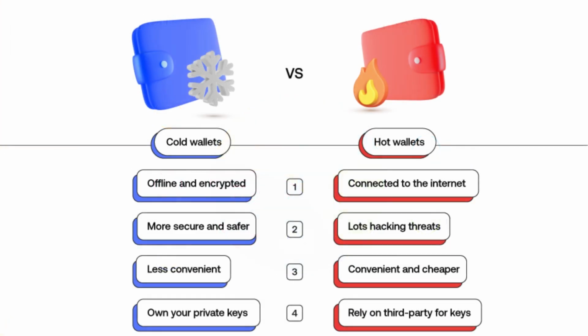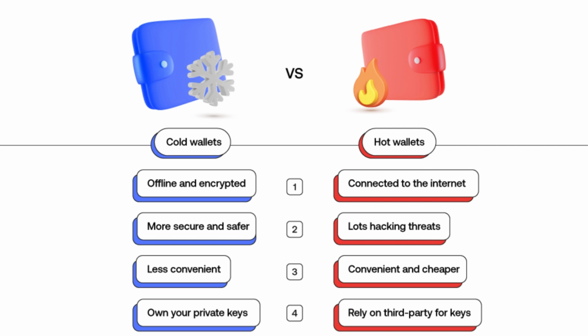4. Advantages of cold storage. Enhanced security. Cold storage provides robust protection against online threats such as hacking, phishing, and malware attacks, as private keys are stored offline and out of reach of potential attackers. Control and ownership. Cold storage gives users full control and ownership of their cryptocurrency assets, as they are not reliant on third-party custodians or service providers to safeguard their funds.